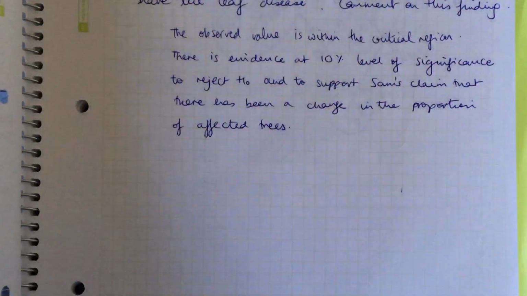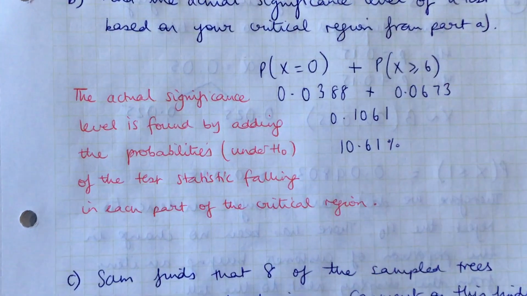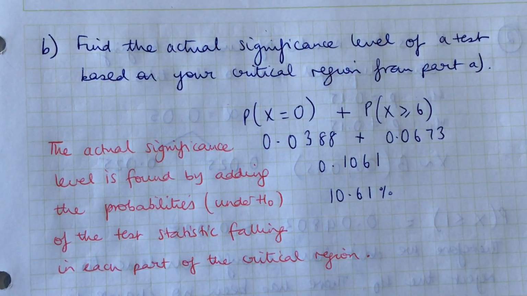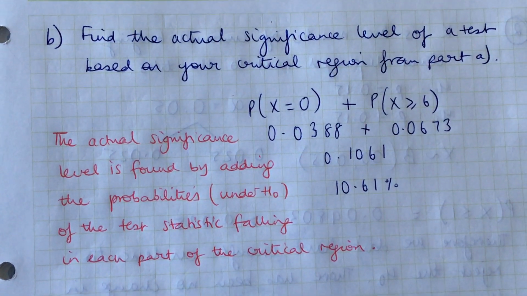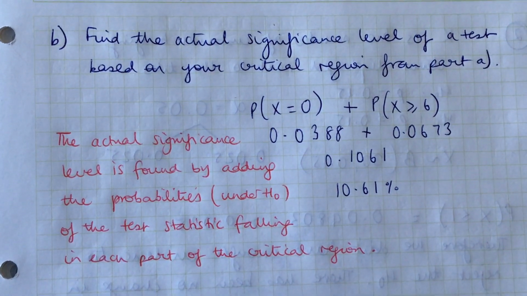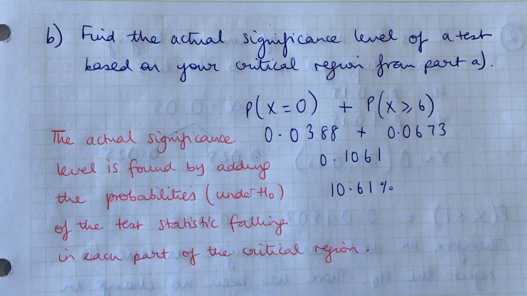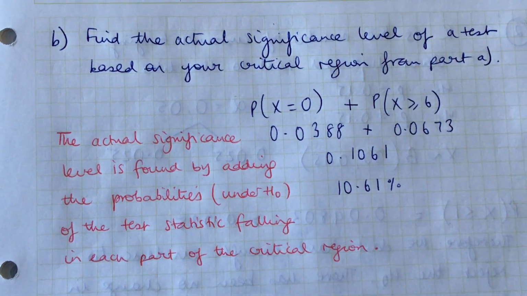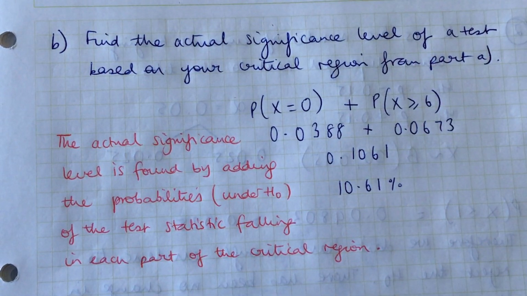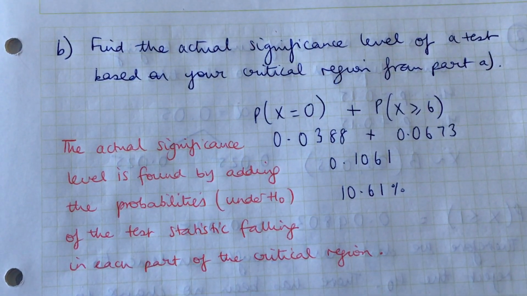Part B in this question says to find the actual significance level of the test based on your critical region. The actual significance level is found by adding the probabilities under the null hypothesis of the test statistic falling in each part of the critical region. Because it's a two-tailed test, we would add the probabilities from each side of the critical region, and that comes out to 10.61%.